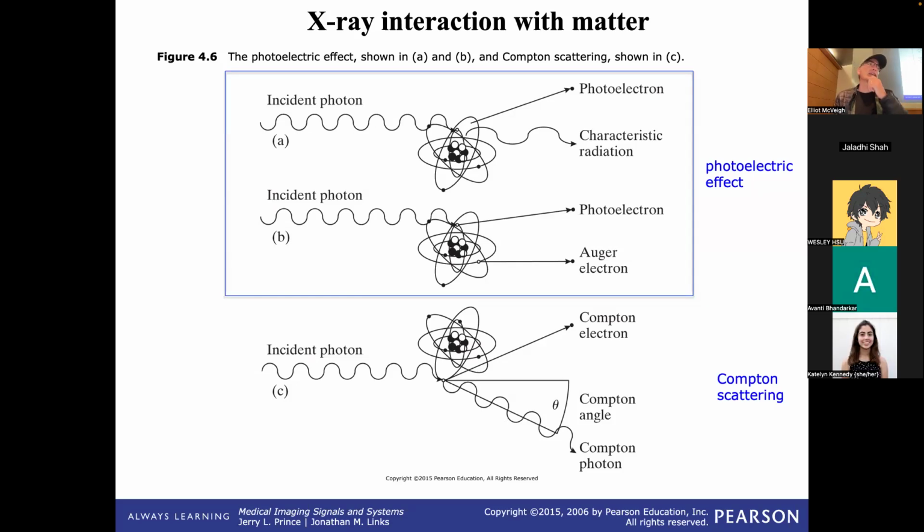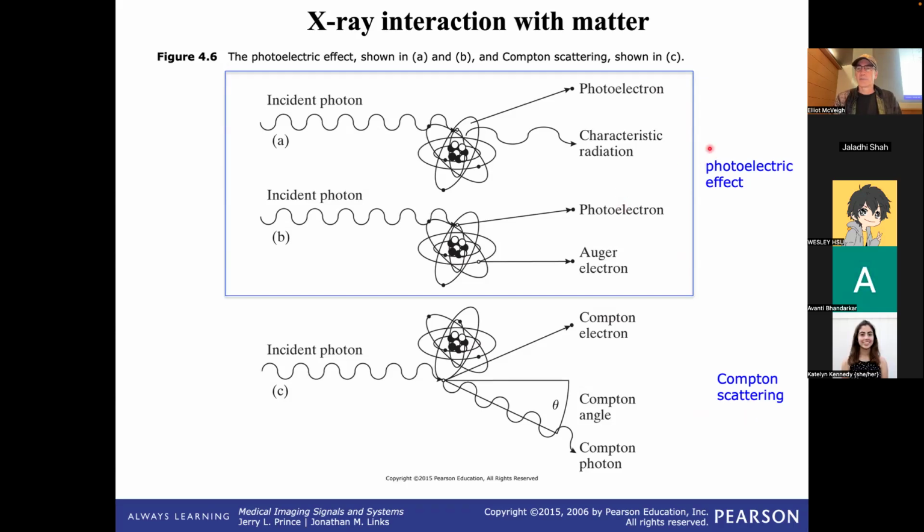We figured out how you make the X-rays from our X-ray light bulb or X-ray tube. And then once we have these X-rays, labeled here as incident photons, we basically have two major ways of those X-rays interacting with matter, or with the patient.